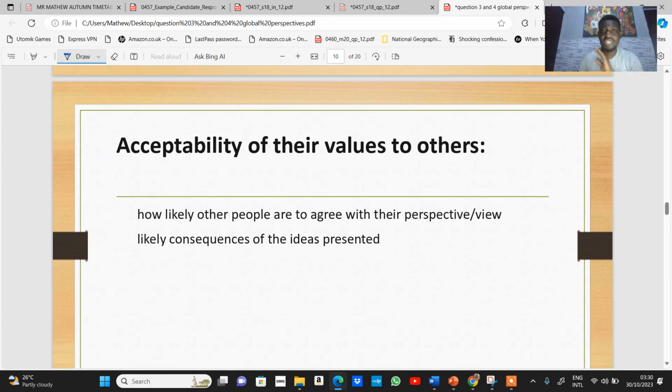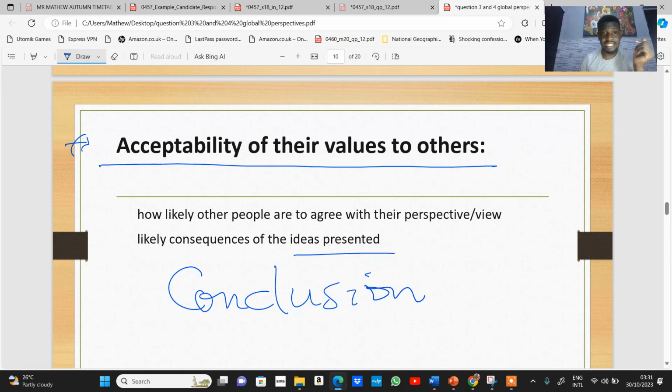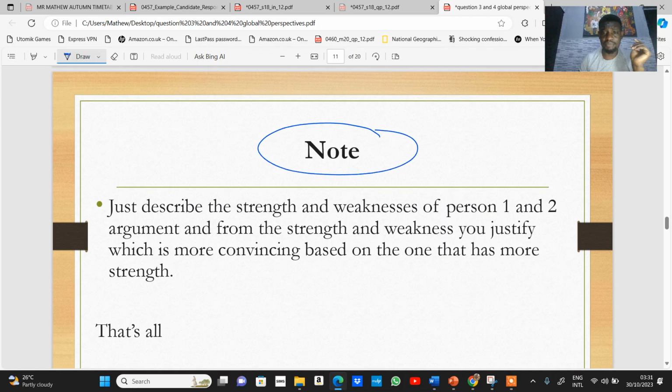Then lastly, to get your last mark, is the acceptability of their values to others. So how likely will other people agree with their perspective, view, and the likely consequences of the ideas presented? That will tell you the acceptability. So you bring the acceptability in, you write about it when you're writing your conclusion, and acceptability is totally dependent on those set of criteria we just discussed. So note this, very important.